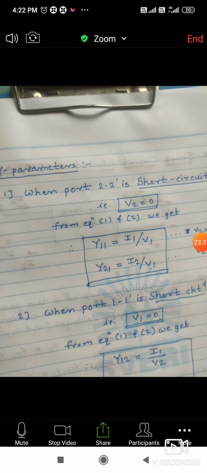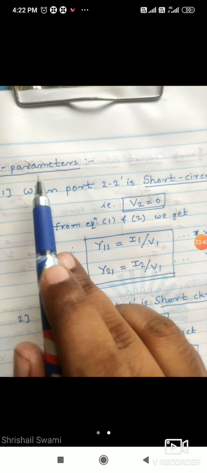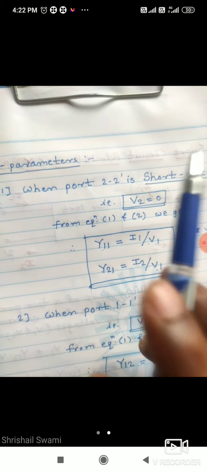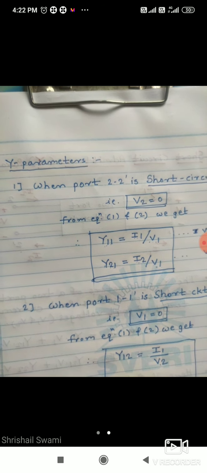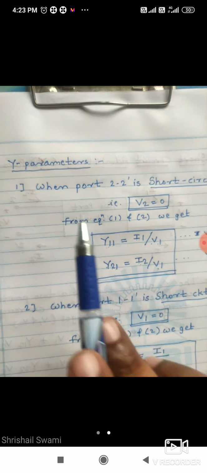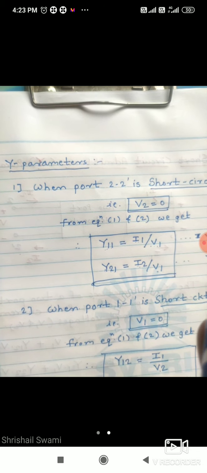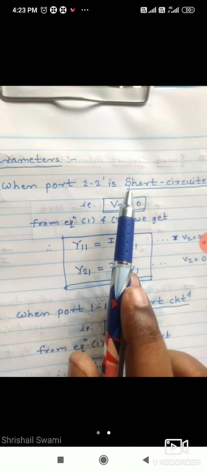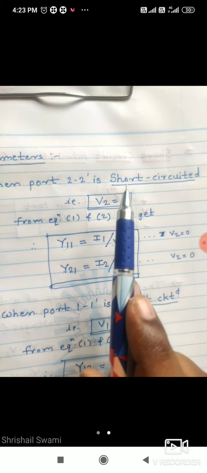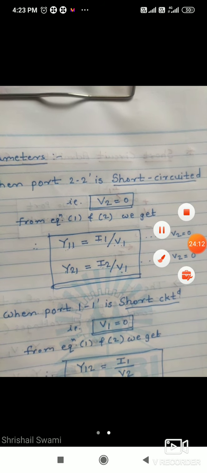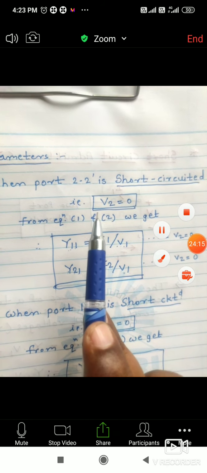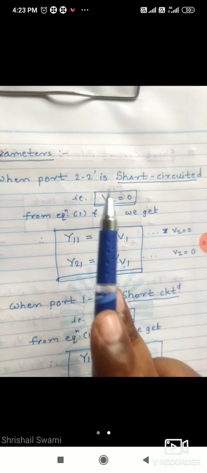Now, how to find out these parameters? So, what will be the condition? Z parameter मध्ये काय होतं condition? I1 0, I2 0. So here it will be the condition what? V2 0 and V1 0. So whenever the voltage is 0, what is the practical meaning? The path is shorted. The circuit is shorted. Okay. So that's why it is called short circuit admittance parameters. So when port 2 dash is short circuited, whenever we make the voltage 0, the meaning is that it is short circuited. When port 2 dash is short circuited, it means V2 equal to 0.